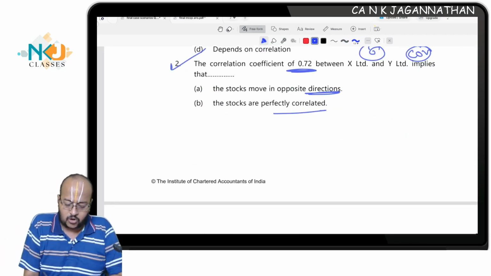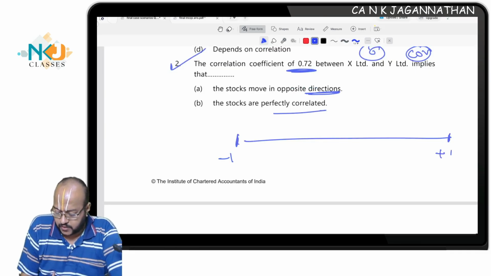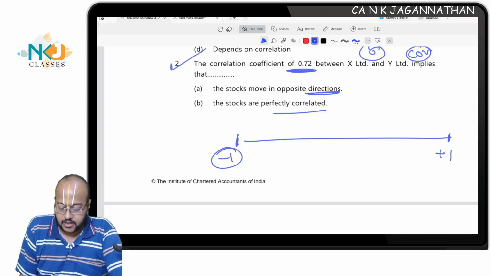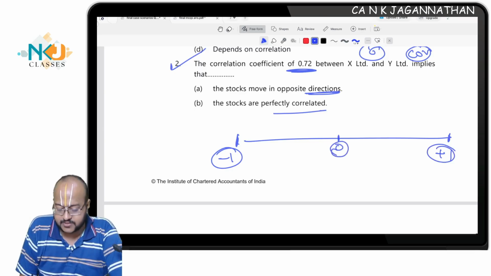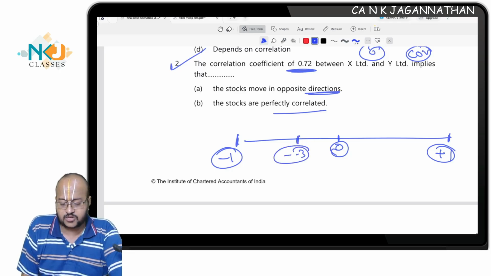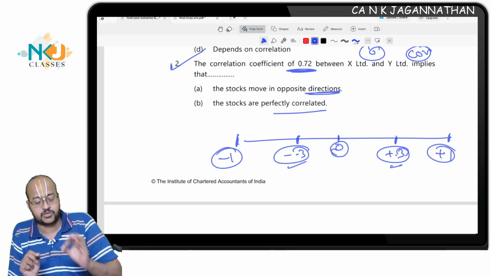Correlation will be from -1 to +1. The -1 I call perfectly negative correlation, +1 I call perfect positive correlation. This 0 in between is zero correlation, no correlation. Say -0.3 is negative correlation, but not perfectly negative. Here you have, say, +0.3, positive correlation, but not perfectly positive correlation.